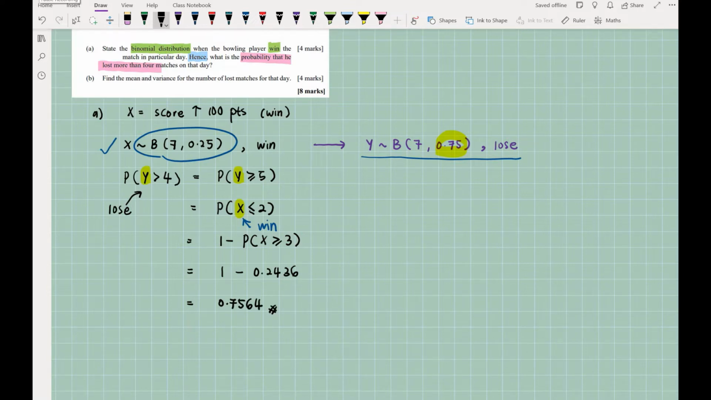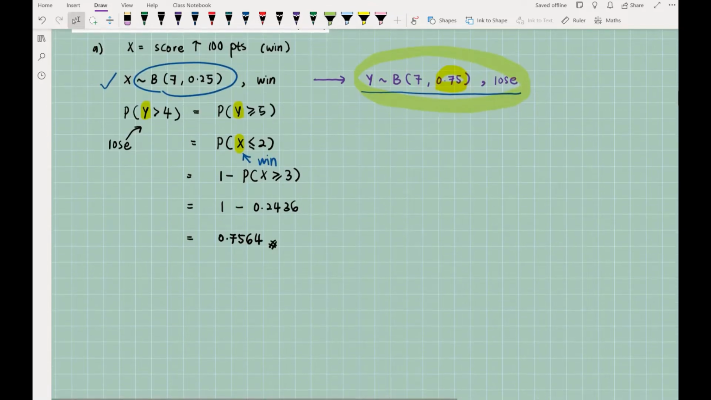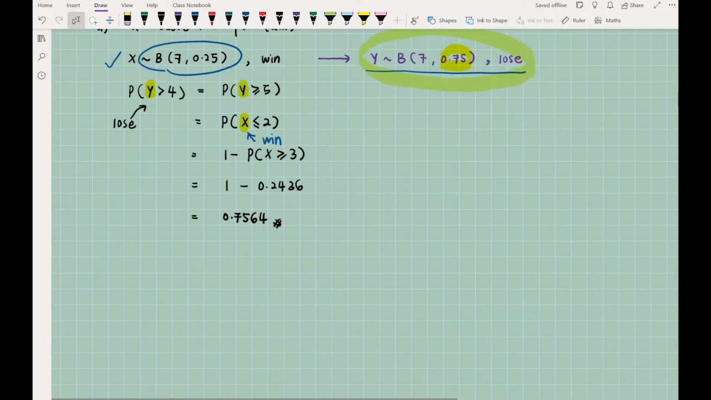Okay, what about question B? So, untuk soalan B, dia kata find the mean and the variance for the number of lost matches for that day. So, untuk kita kira yang ini, please take note, dia nak mean and variance, mu as well as sigma square. Tetapi untuk lost matches, meaning you have to refer to which one, we are going to use this one. So, N saya 7, P saya adalah 0.75.